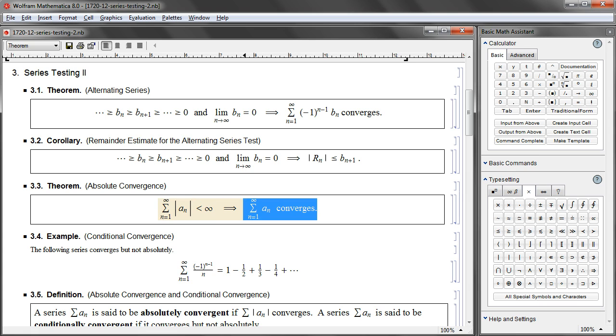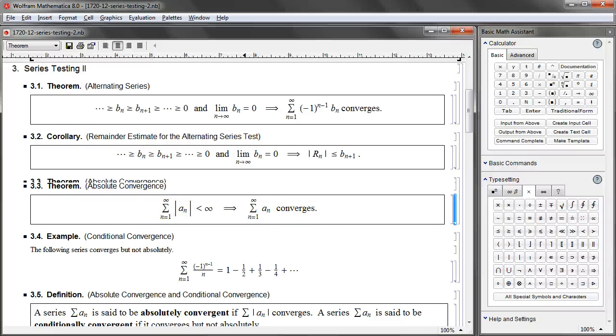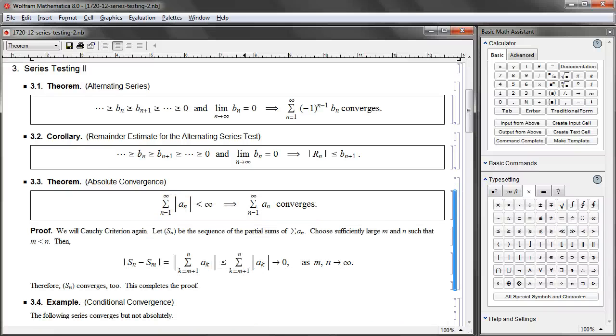Well, okay, we're going to use the Cauchy criterion again, and let's see. We want to prove that this one converges, so let's use the Cauchy criterion for this one. Let's take the absolute value of the partial sums, that's the absolute value of Sn minus Sm, so the summation from m plus 1 to n. And then let's pass this absolute value inside the summation.